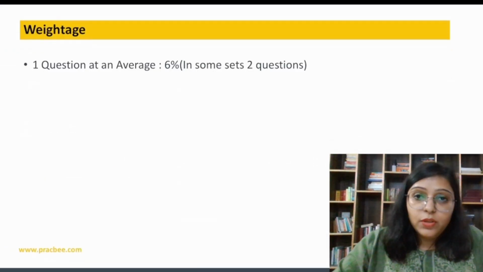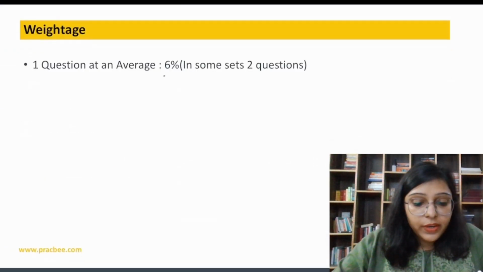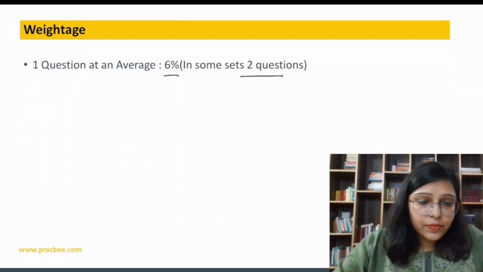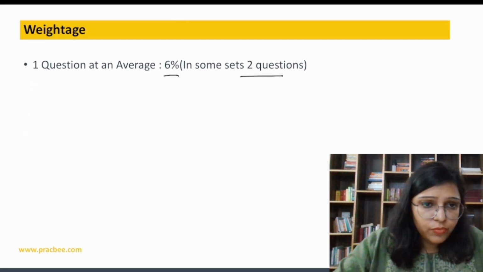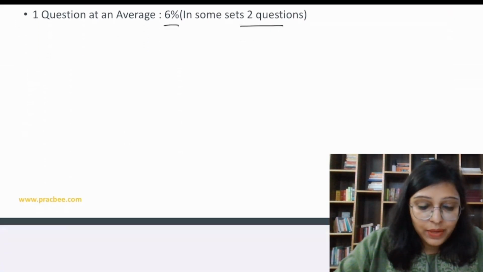Next, what about the weightage? The weightage is around 6%. In some sense, we can have two questions, and it is interrelated with other chapters also. So it's a good chapter, it's an easy chapter. You can score full marks if the question is going to be from this topic. It's a very easy topic.